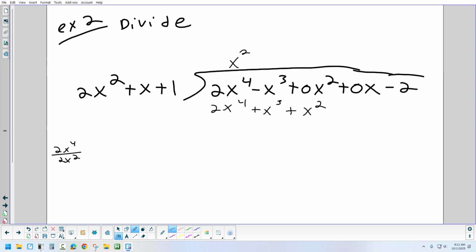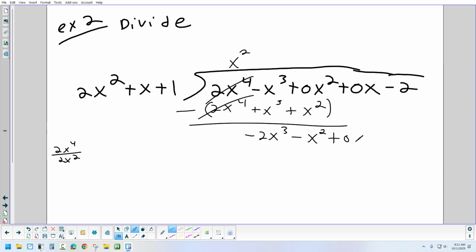And Annalise, what am I going to do with all three of those columns? I'm going to subtract. That's gone. Negative x cubed minus x cubed, negative 2x cubed. And 0 minus x squared is negative x squared. You can bring down the next term, but it's just 0. So 0x. And now do the division again. Negative 2x cubed divided by 2x squared. What does that give me?